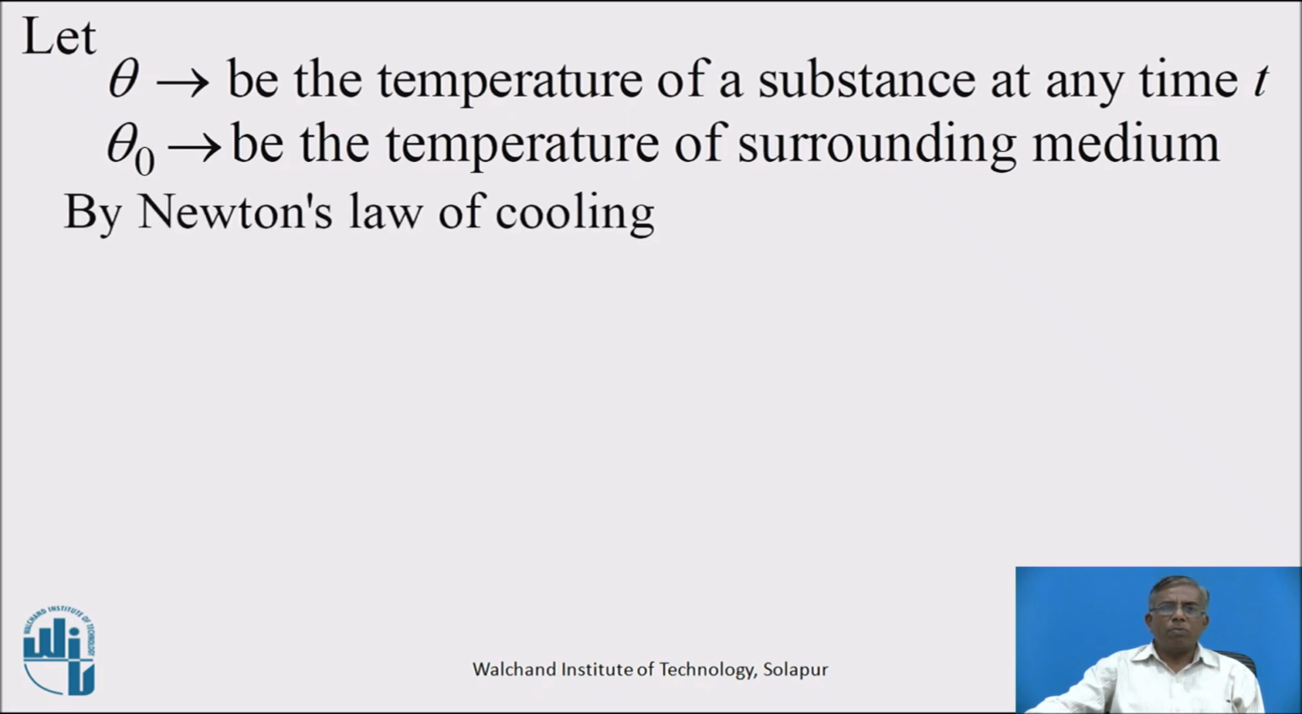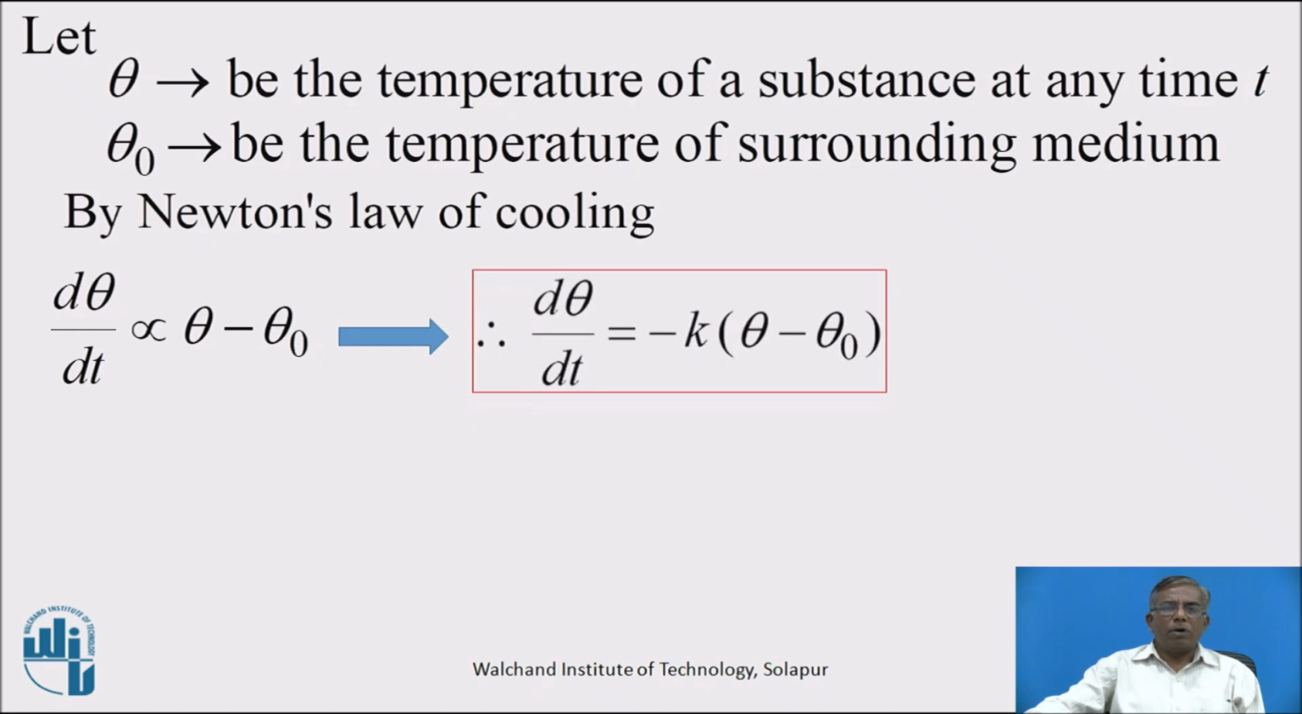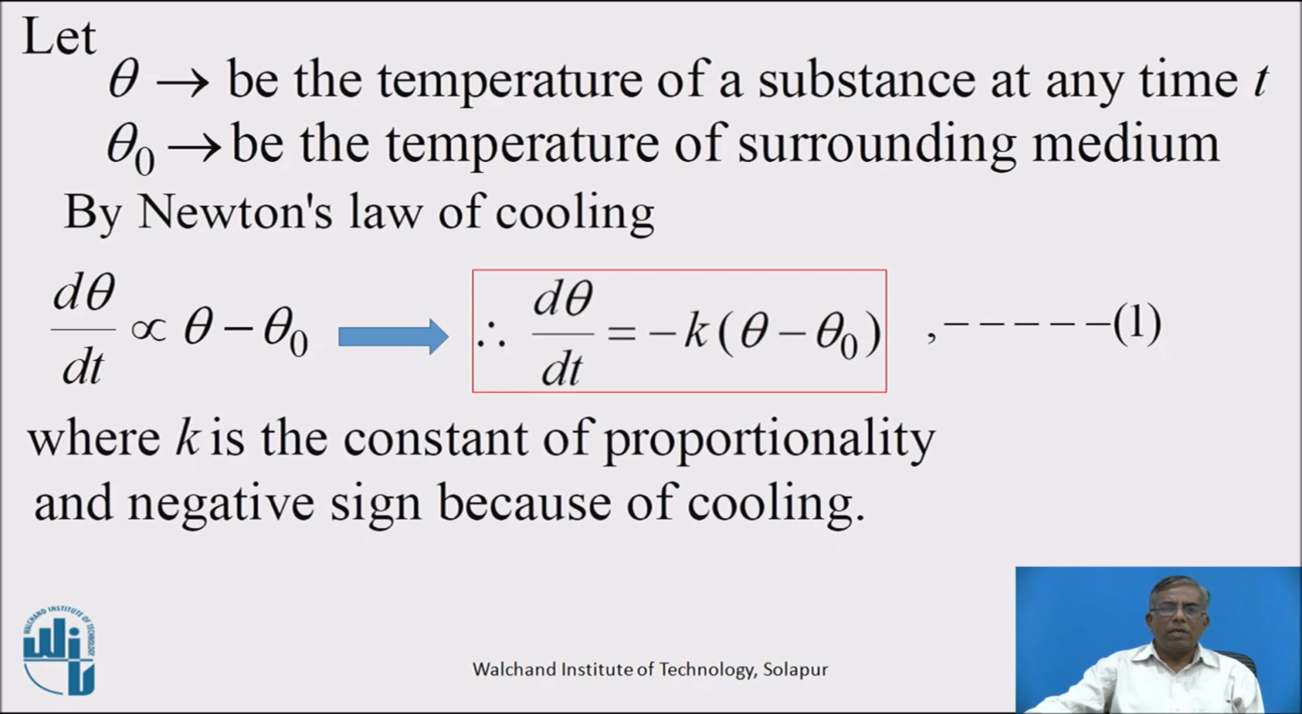Then by the statement of Newton's law of cooling, d theta upon dt, which is the rate of change of temperature with respect to time t, is directly proportional to theta minus theta naught. It can be written as d theta upon dt equal to minus k times (theta minus theta naught). Denote this equation as 1. In this equation, k is the constant of proportionality and the negative sign indicates the decrease in temperature due to cooling.